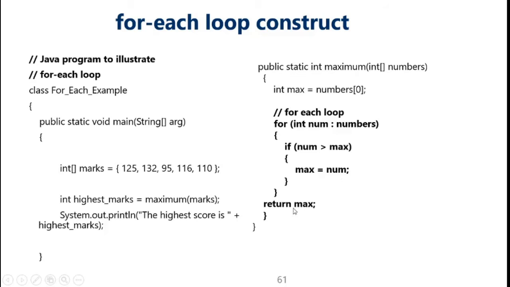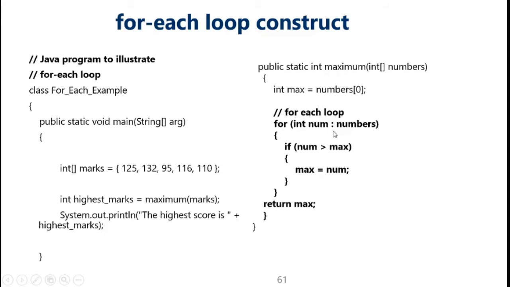So this is the logic for finding the maximum of numbers. Every time, the value of this num variable is compared with max. Initially max is 125, and 125 is compared with num. So what is the value of num? Initially num will have the first value, that is again 125. So 125 is compared with 125. The condition will fail because here the greater-than sign is given.